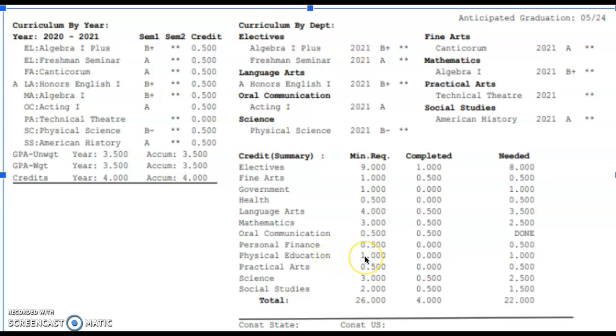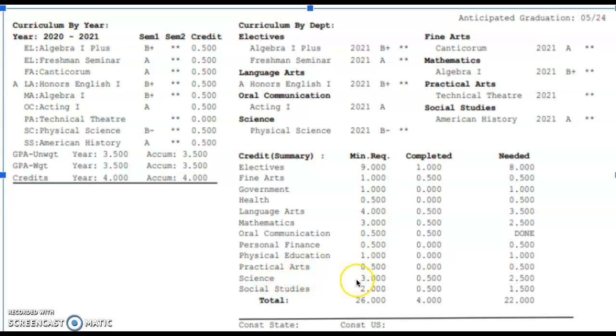PE, you need a full year or a full credit of that. And again, that can be 1 full year, or a semester 1 year and a semester another year, as long as you get it done before you're finished with high school. Practical arts, you need a semester of that. And that really are classes that you just ought to know how to do. Driver's ed, cooking, anything that would be business related or technology related counts for practical arts.